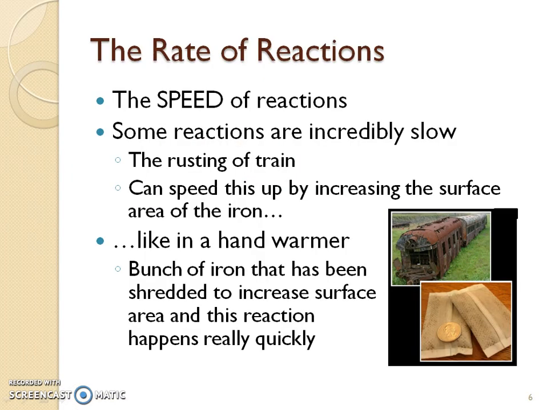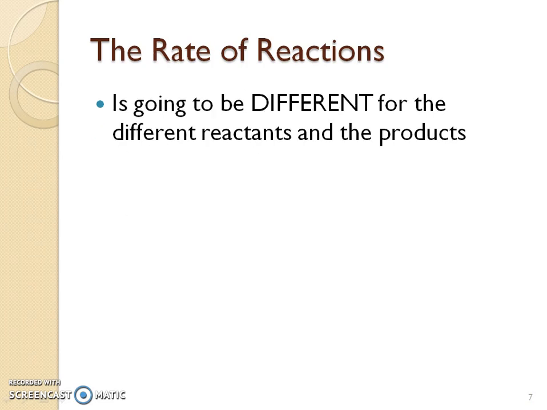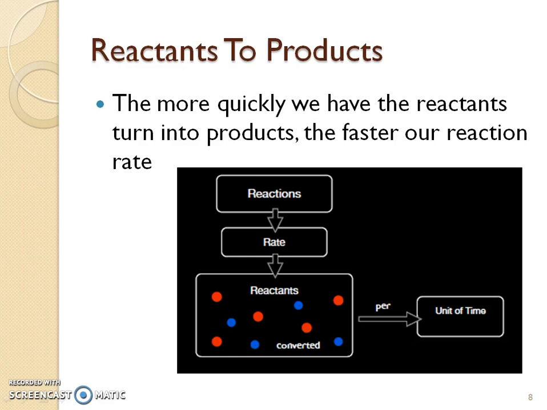Here are my notes. We need to understand that every reaction has a certain speed to it. Some are really slow, and some are really fast. It just depends on the reaction. They're going to be different for the different reactants and products. Obviously, the quicker the reactants turn into products, the faster the reaction rate.